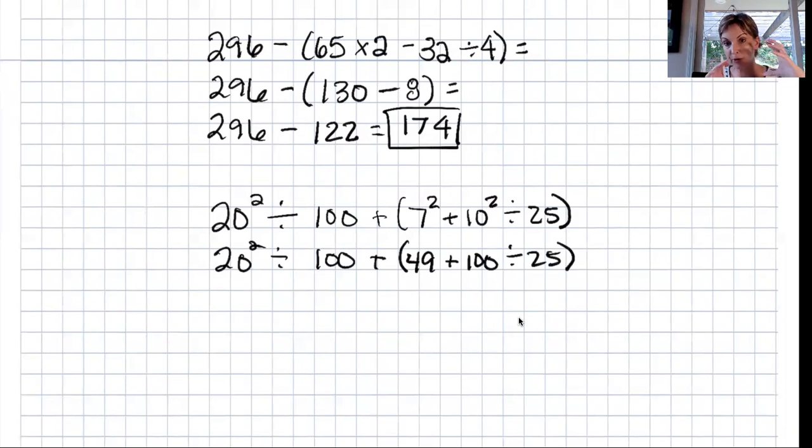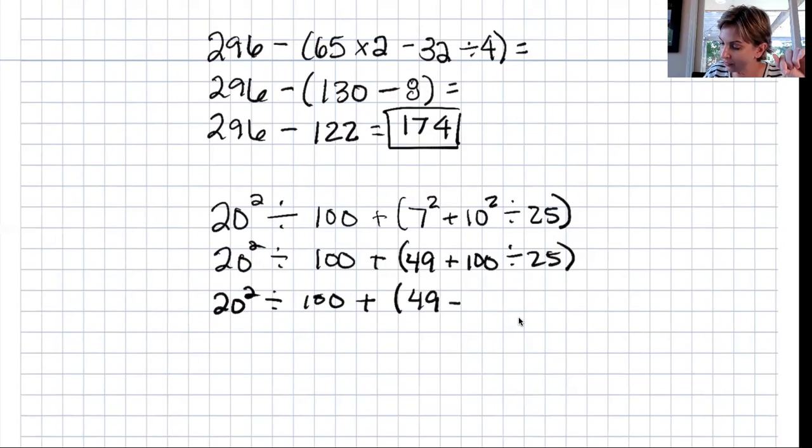Still working on the parentheses, right? Everything in the parentheses first. In the parentheses, I have addition and I have division, so I've got to do the division first. I'm just going to rewrite this because we haven't gotten to that yet. 100 divided by 25 is 4. Still not quite done with the parentheses yet. What is 49 plus 4? It's 53, so I can take that out of the parentheses now.